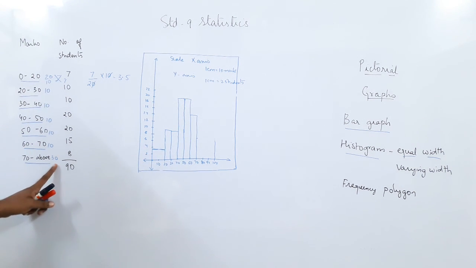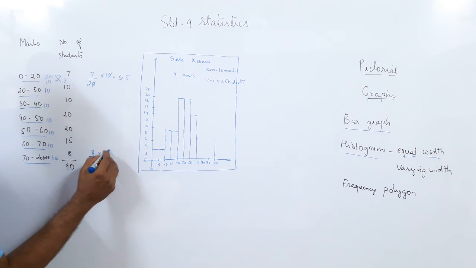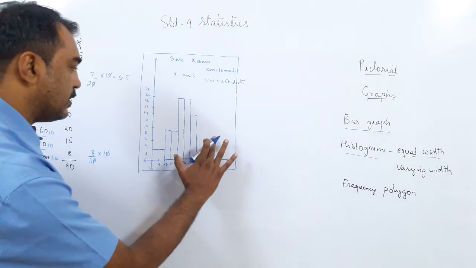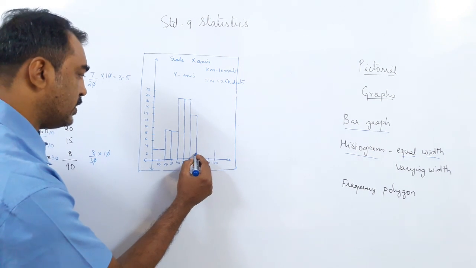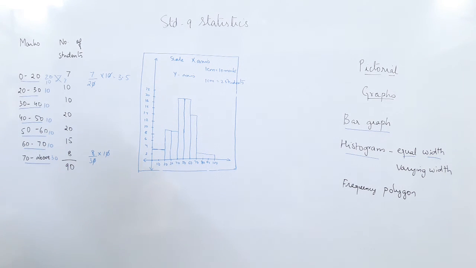In the same way here, how do we convert the width of 30 to 10? So for 8, we had 30. So cross multiply by 10. So we get 8 by 3. How much is 8 by 3? 2.66 something. So the height should become 2.6 something. So this is where the height changes. So now this is the correct histogram after we have made the proper corrections.